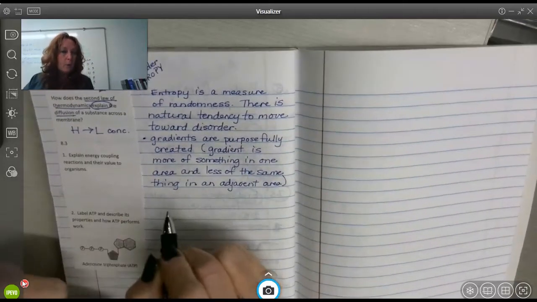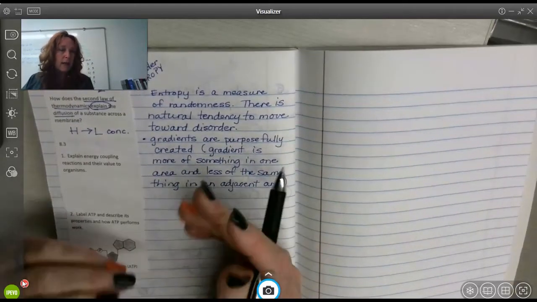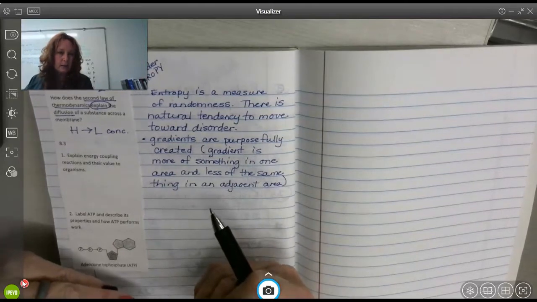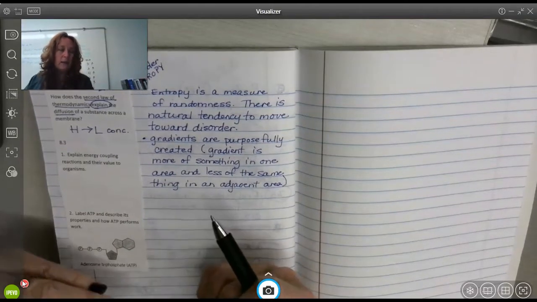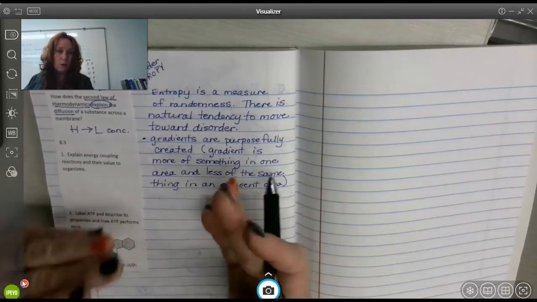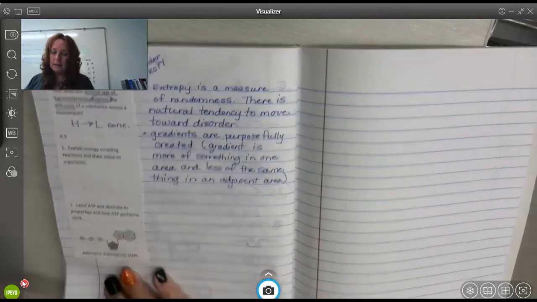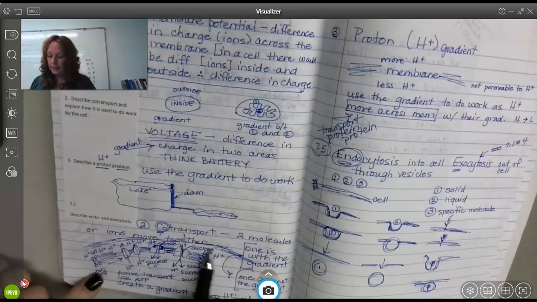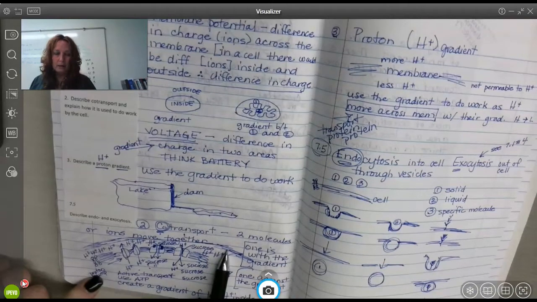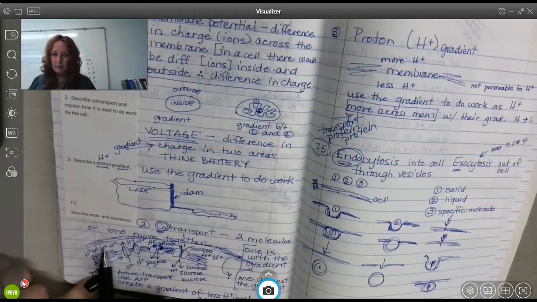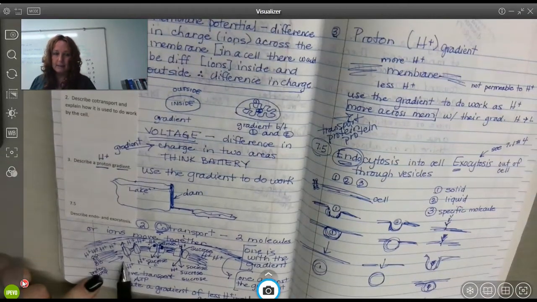So you remember when I was a moth and we had light by the TV, and away from the TV it was darker. So we had a gradient of light. Here we have a gradient of hydrogen ions. More of something adjacent to less of something.